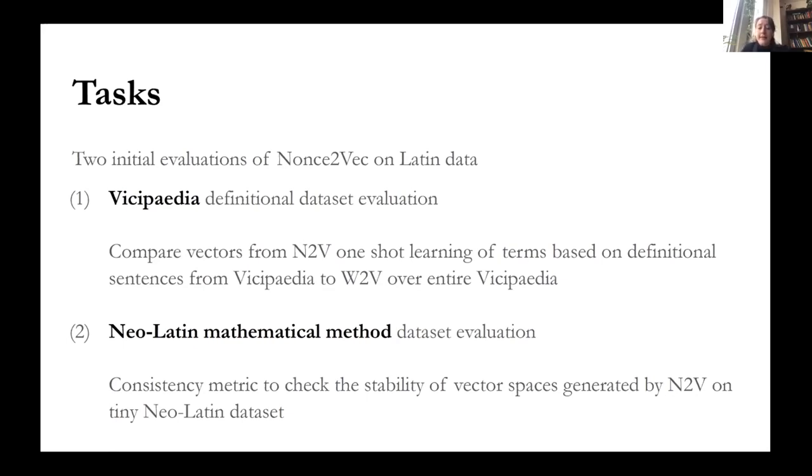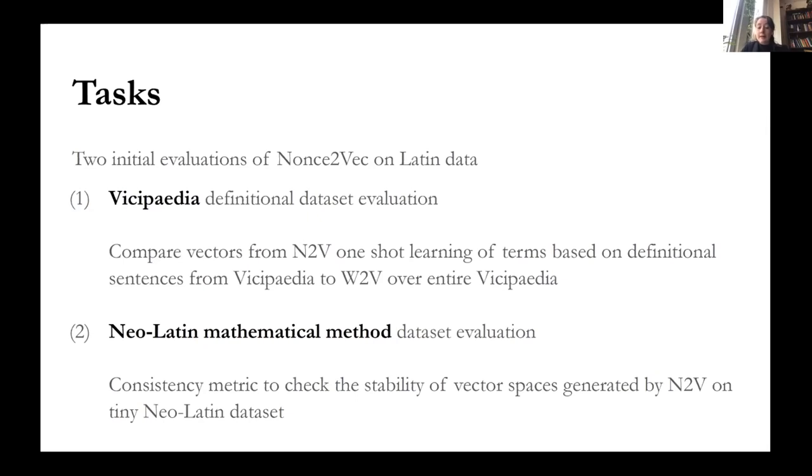For this, we build a data set of terms and their definitional sentence from Wikipedia. We compare the vectors constructed by Nonce2Vec based on these definitional sentences to the vectors of Word2Vec constructed over the whole of Wikipedia. The idea is that if Nonce2Vec performs well, it will learn from the definitional sentence a vector that is close to the Wikipedia vector. So the Word2Vec model in this task is used as a kind of baseline.